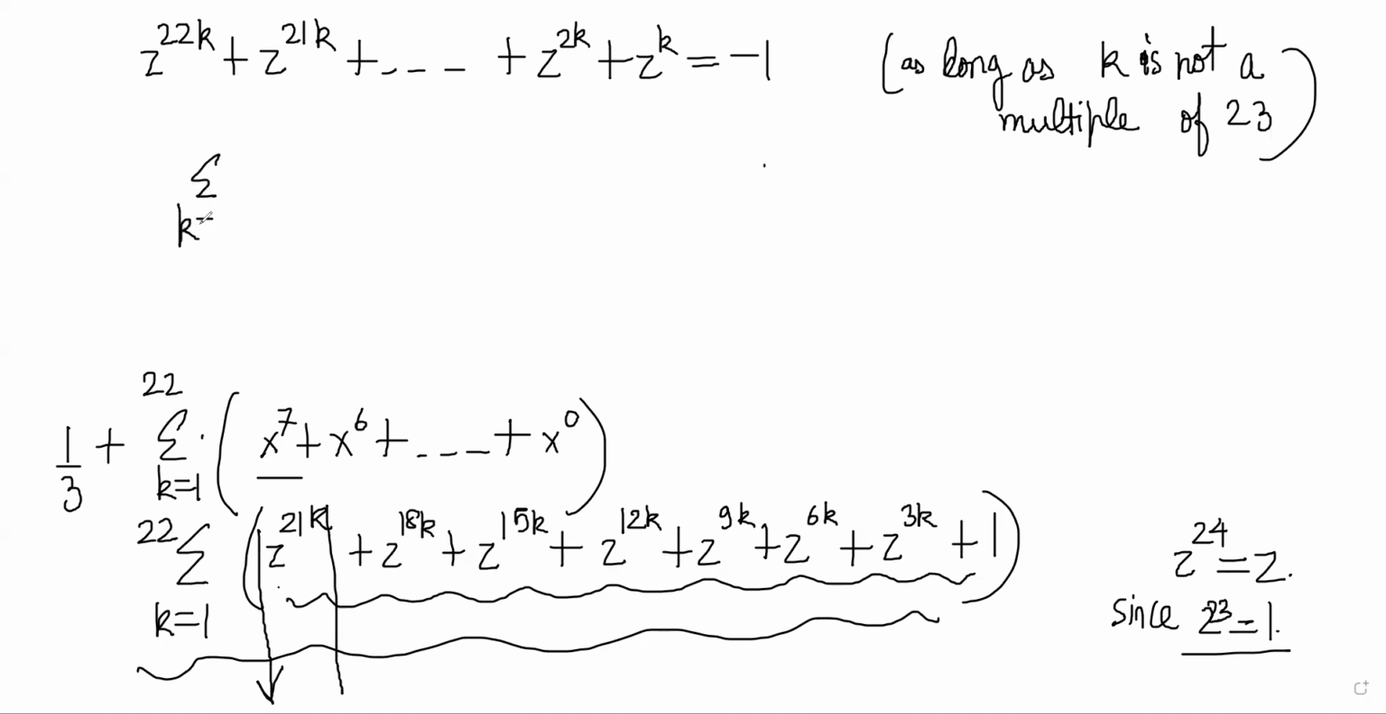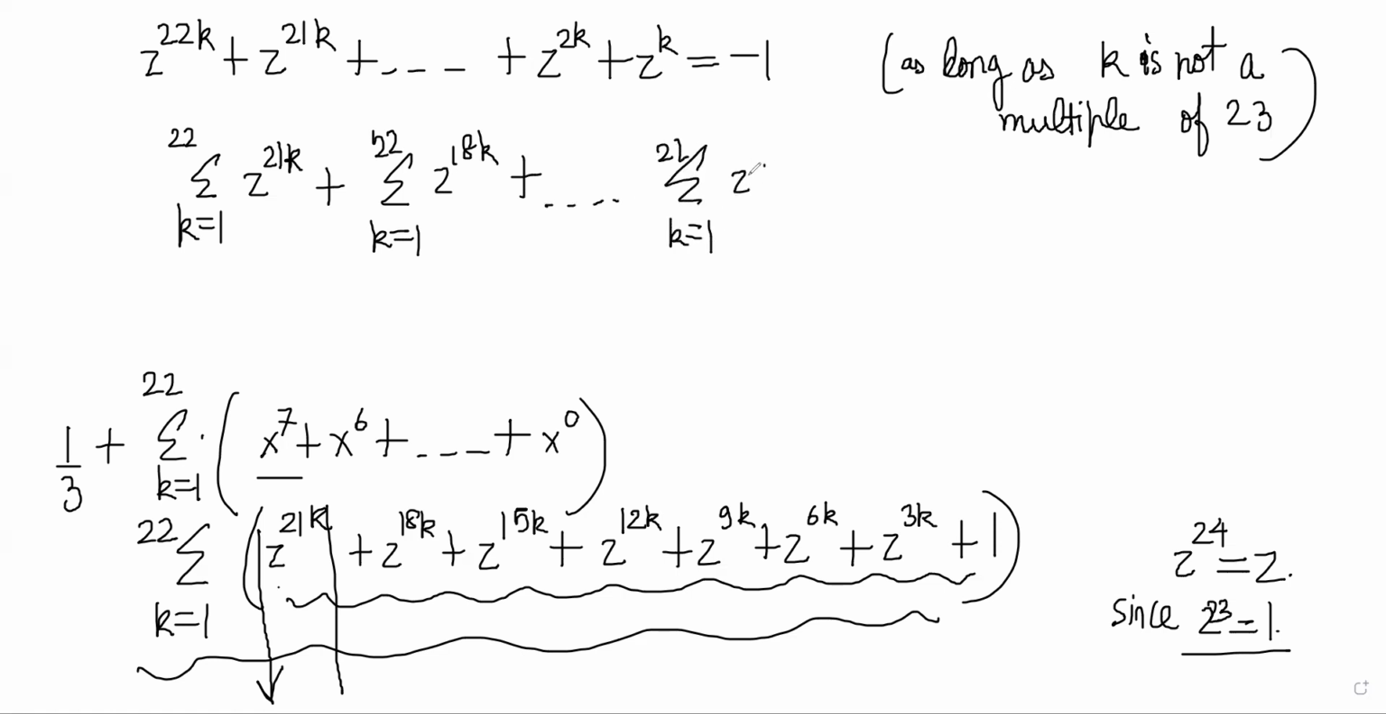Basically, I can split it like this. The sum for k equal to 1 to 22 of z power 21k, plus the sum for k equal to 1 to 22 of z power 18k, and so on till the sum for k equal to 1 to 22 of z power 3k. All of these will add up to minus 1 because none of these numbers, 21, 18, 3, are multiples of 23.